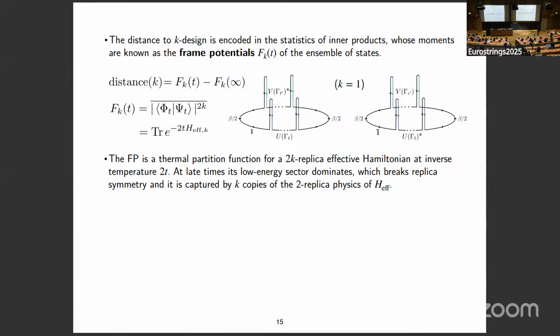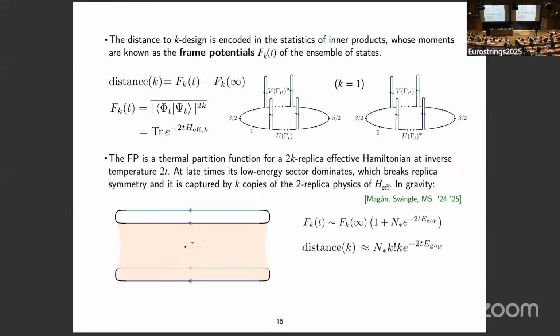Okay. So in gravity, this is manifested from the fact that we can compute this kind of thing gravitationally using the gravitational path integral, and the dominant contribution at late times comes from a two-boundary wormhole. So one can compute the frame potentials for holographic systems using the gravitational path integral, and get an expression at late times that looks like this. Essentially, the frame potential is the infinite-time value, which counts the number of ground states, times 1 plus the first excitations of the two replica effective Hamiltonian and some exponentially decaying function of time.